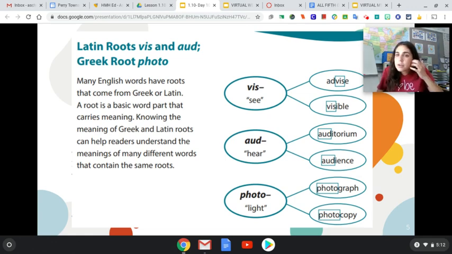Okay, odd, like auditory. That means hearing. We have auditorium, and we have audience. We also have the word photo, which means light, and we have photograph as an example, and photocopy as an example.